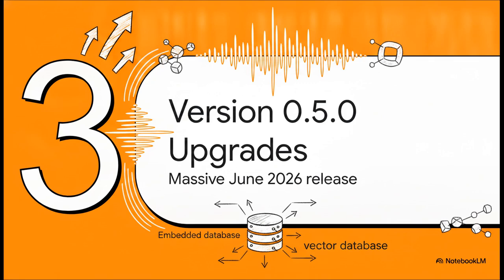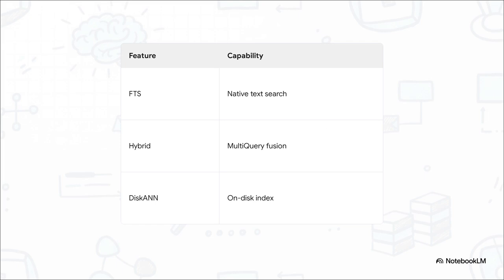All right, on to Section 3. We need to unpack the version 0.5.0 upgrades. This was a massive release that dropped on June 12, 2026. This update was a huge leap forward. First up, full-text search. You can now natively attach an index to any string field. That means you don't have to bolt on some clunky external search engine anymore.